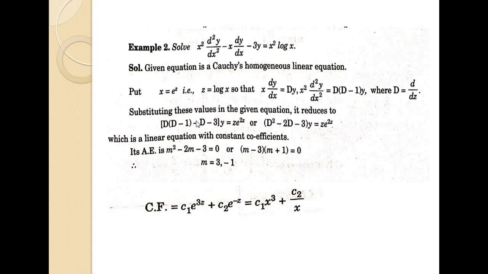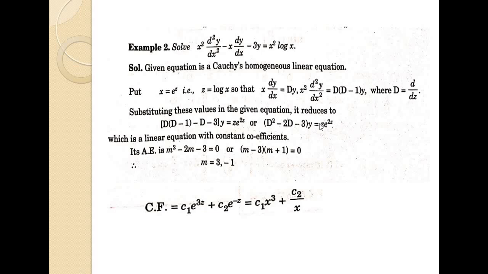D minus 3 operated on y is equal to this x square, which is e power 2z, because x is e power z, so x square is e power z whole square, which is e power 2z, into log x. Log x can be written as z. So finally RHS is z into e power 2z. So this equation can be further simplified as (D square minus 2D minus 3) operated on y is equal to z into e power 2z, which is a linear differential equation with constant coefficients in the variables y and z.